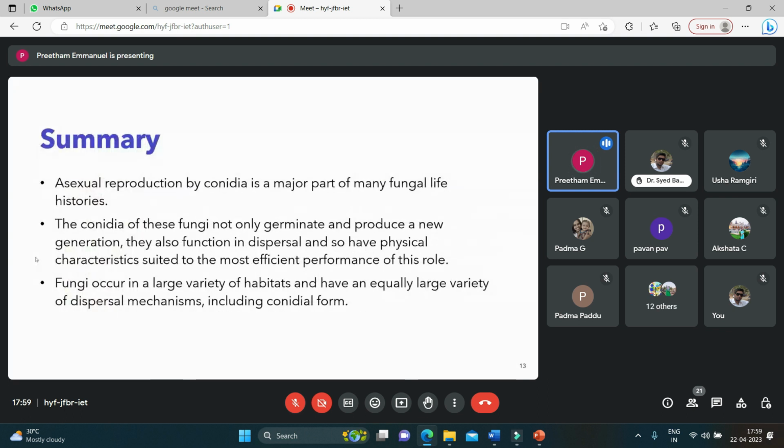Coming to the summary, asexual reproduction by conidia is a major part of many fungal life histories. The conidia of these fungi not only germinate and produce a new generation, they also function in dispersal, so have physical characteristics suited to the most efficient performance of this role. Fungi occur in a large variety of habitats and have an equally large variety of dispersal mechanisms, including conidial form.